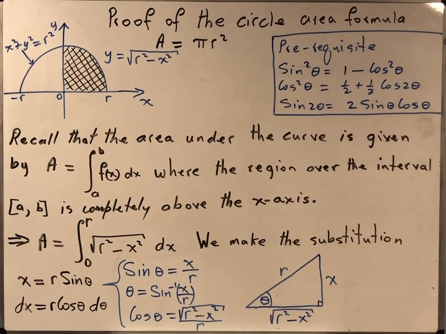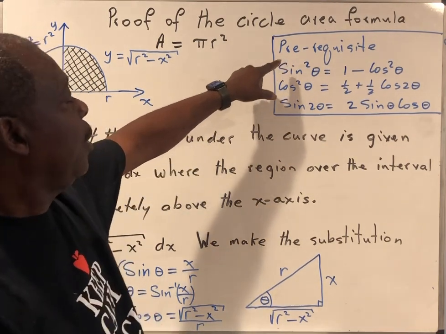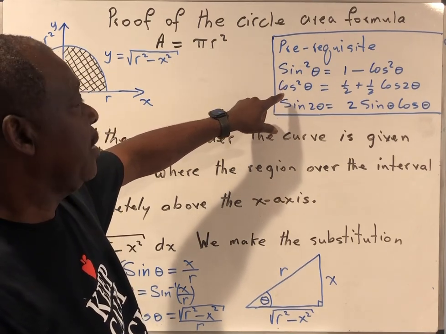In this video, I will prove the formula for the area of a circle. Area is equal to pi r squared. In order to follow this proof to its conclusion, you will need to know these three trigonometric identities.